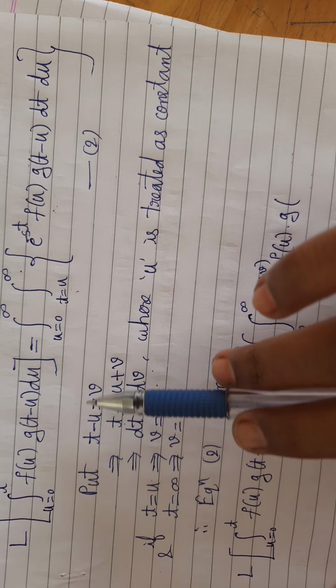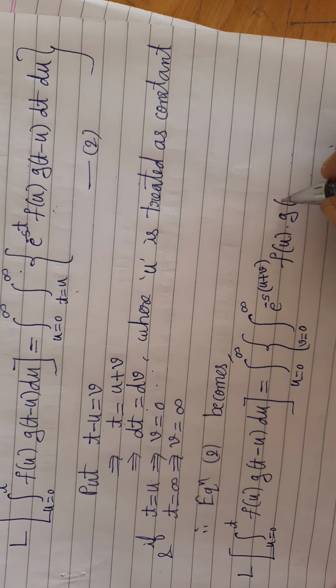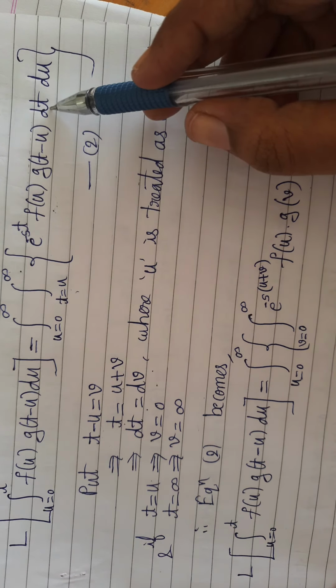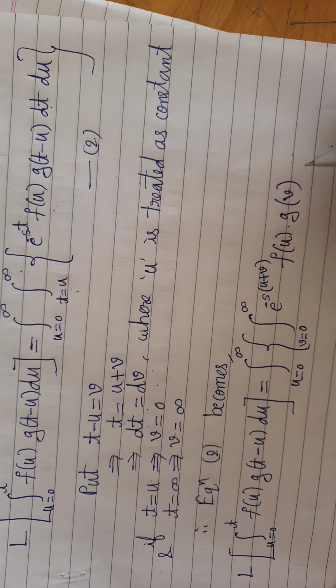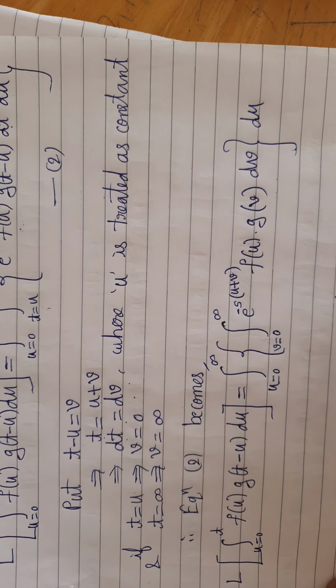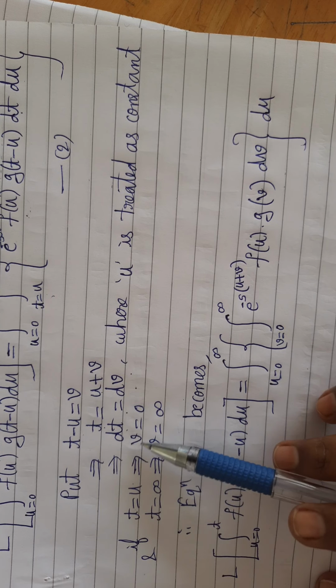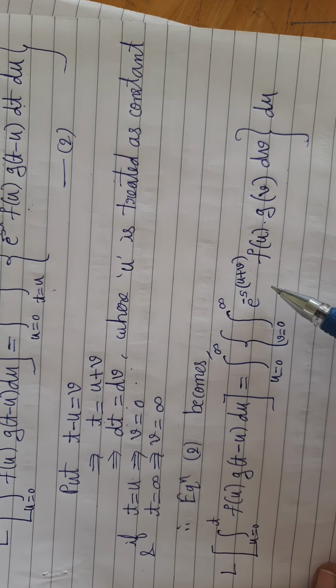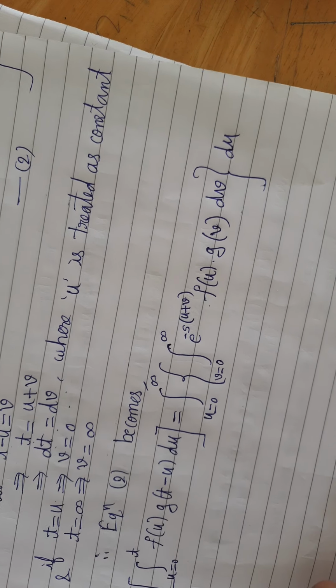T minus u we have taken as v, so you write that as v. Then dt is dv. Complete this bracket, and this du is kept as it is. I hope you are getting it. After writing, once you check it, whether all the changes have been done in the RHS integral or not.